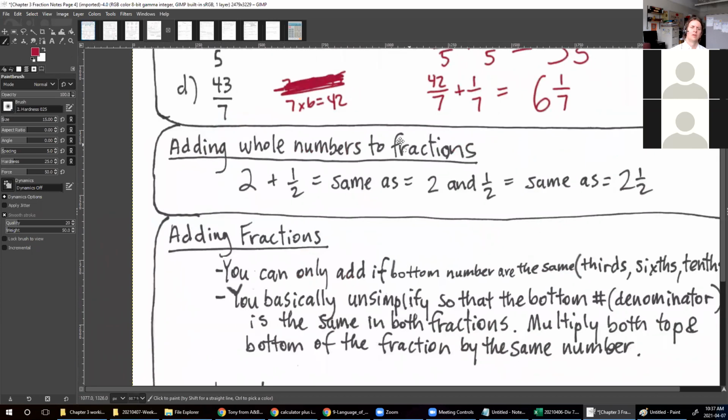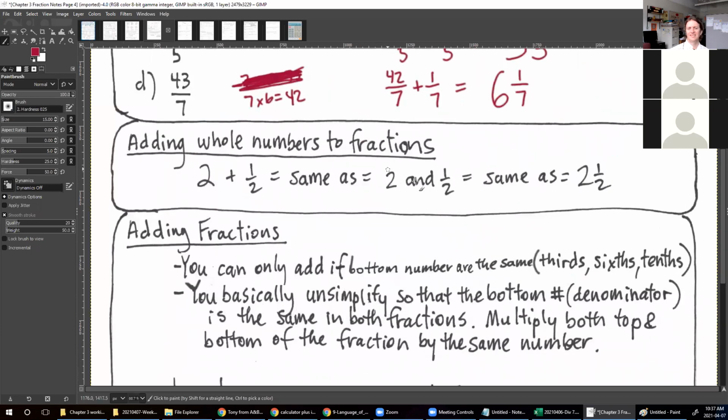Okay. I thought I'd put in a little section about this, and it's kind of obvious. How do we add whole numbers to fractions? So if we have 2 plus 1/2, it's the same thing as saying 2 and a half, or 2 1/2. You can just squish them together. When you say 6 and 1/7, it's assuming that it's 6 plus 1/7. We don't have to write that plus in there. We just assume that it is.